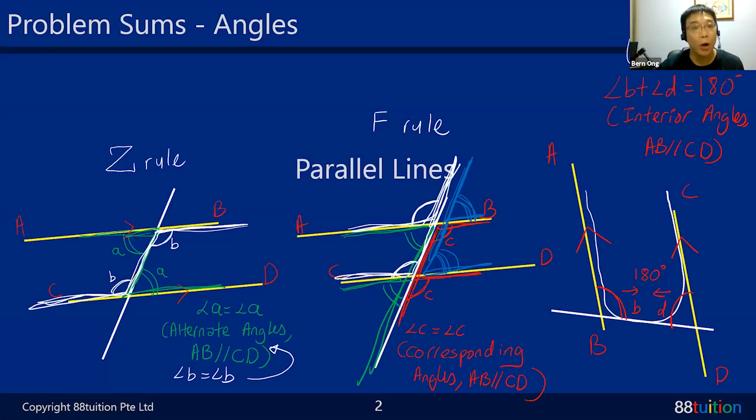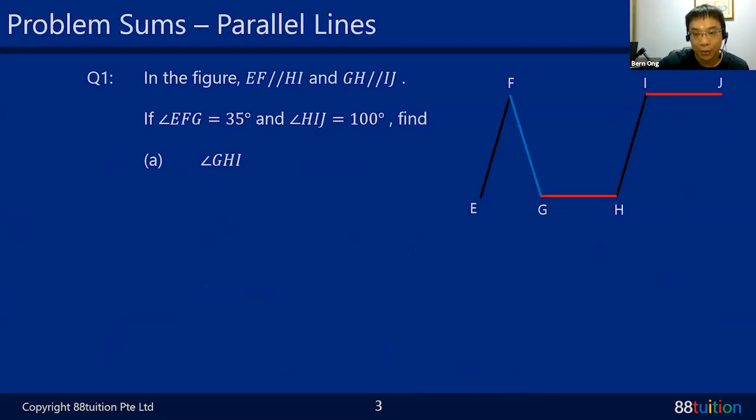Okay, moving on, we have a question now. The first thing to do is to read the question. In the figure, EF is parallel to HI. EF down here is parallel to HI. The two black lines, let me draw an arrow to show that they are parallel. The next one, they say GH is parallel to IJ. GH down here is parallel to IJ. Can you see the two strokes?